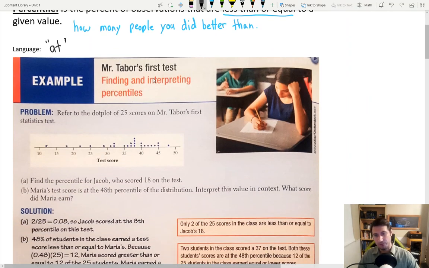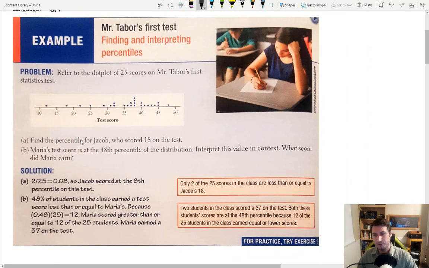Mr. Tabor's first test. Refer to the dot plot of 25 scores on Mr. Tabor's first statistics test. Find the percentile for Jacob, who scored 18 on the test. So what is his percentile? Poor Jacob is right there. He got 18 on this test. What is his percentile? Remember, the percentile is how many people did less than or equal to you.